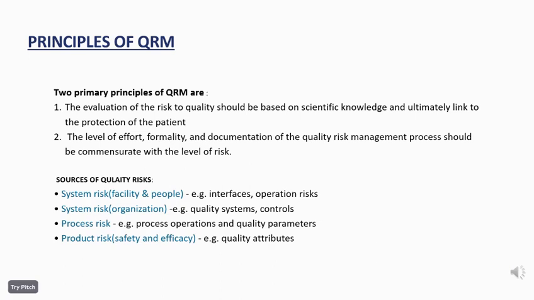First one is system risk, facility and people. Example, interfaces and operation risk. Second one is system risk, organization. Example, quality systems and controls. Third one is the process risk. Example, process operation and quality parameters. The last one is product risk, safety and efficacy. That is the quality attributes.